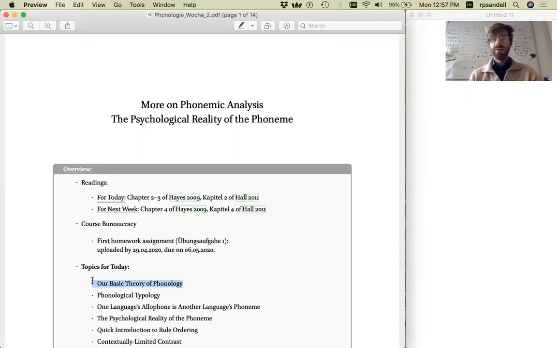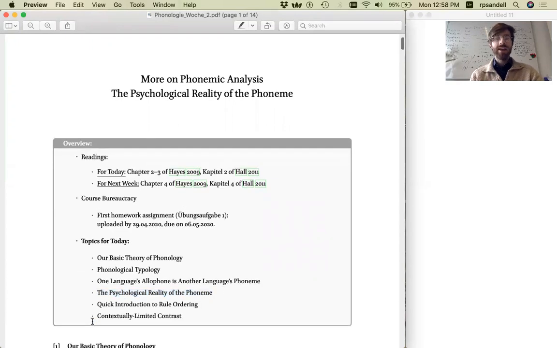So already last week, we talked about the notions of underlying representations in contrast to surface representations and how phonological rules can serve to derive allophones from underlying phonemes. And then one of our major topics today will be the psychological reality of the phoneme. So we'll be concerning ourselves with the question of whether phonemes are just an analytical tool for linguists that simplifies our lives and helps us understand how linguistic systems work, or if these phonemes actually have psychological reality for speakers of the languages. That is, if they really represent mental entities for those speakers.